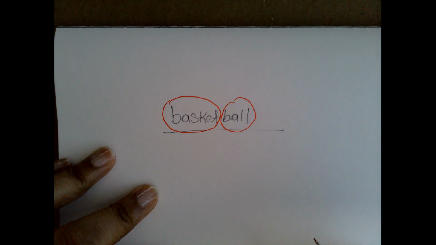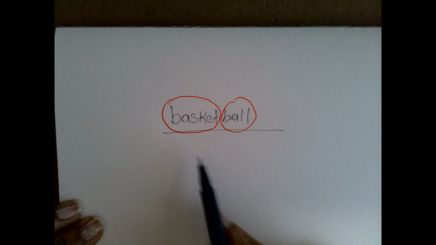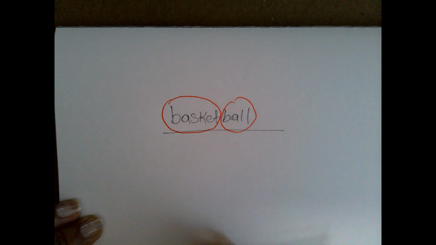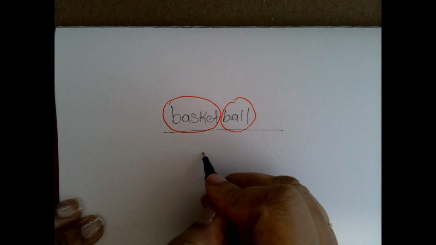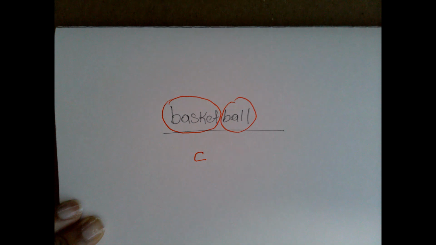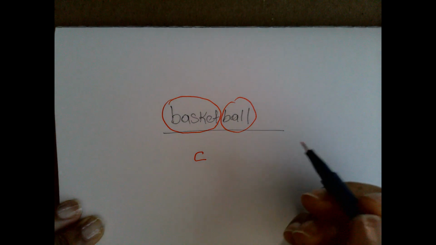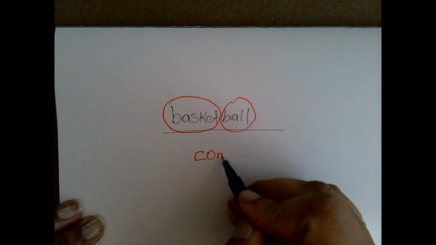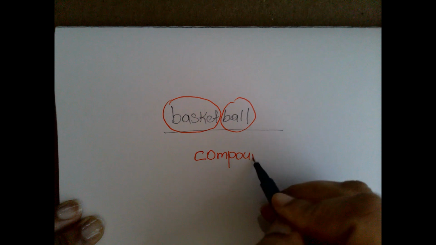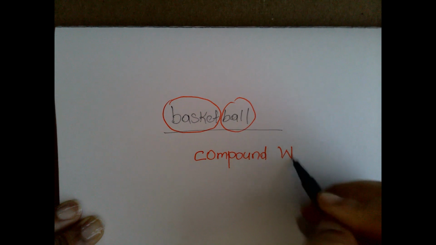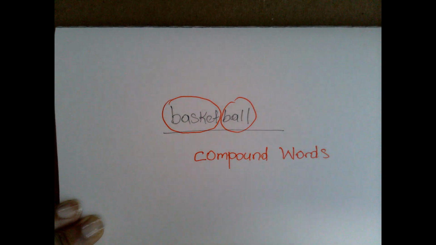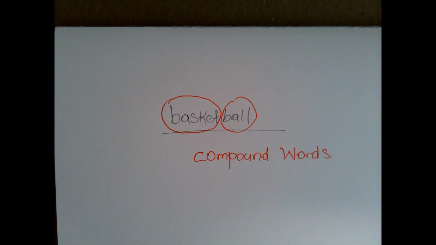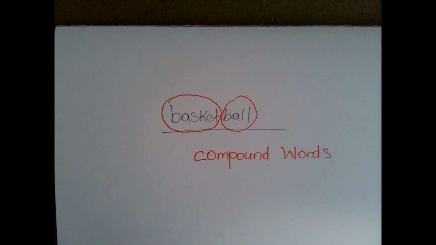Anybody can tell me what we call a word that is made up of 2 words? And if they don't know, okay, it starts with C. It's 3rd grade, so they possibly will remember, or they may not remember. Someone says, oh, I know, compound words. That's right. C-O-M-P-O-U-N-D, compound words. So if I ask you to explain what compound words are, what would you tell me? What is a compound word?